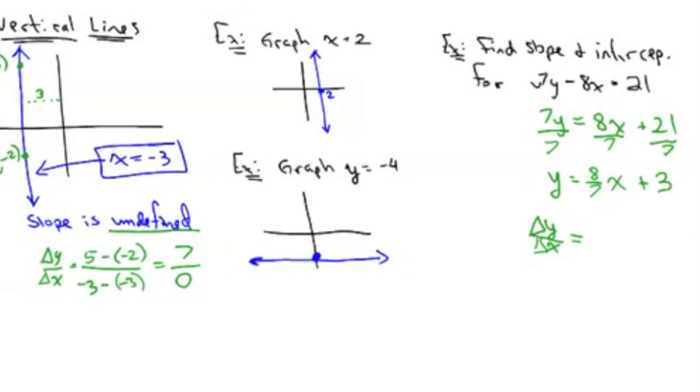So the change in y over change in x is? 8/7. 8/7. And the y-intercept as a coordinate is? That wasn't that hard, was it? And now you can graph it.